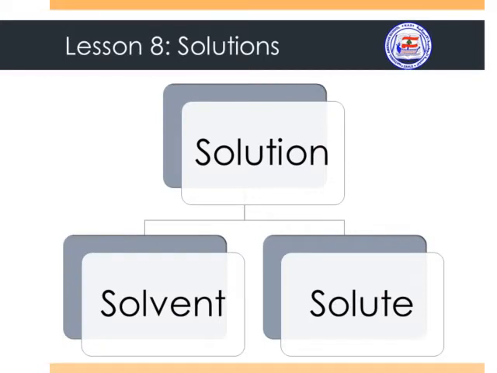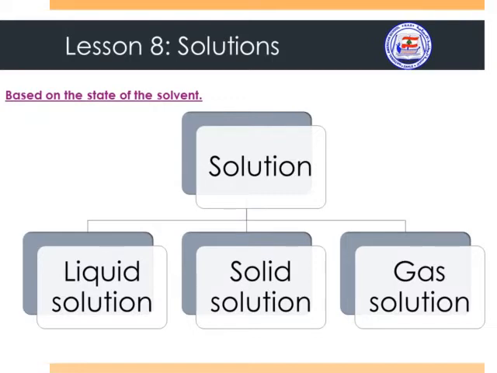So we previously said that a solution is made up of two parts, which are solvent and solute. And the solute is the substance that dissolves in the solvent. A solution, which is a homogeneous mixture, can be of three types. It can be a liquid solution, a solid solution, or a gas solution, and all of these are based on the state of the solvent. So if the solvent is solid, it means that the solution is a solid solution.